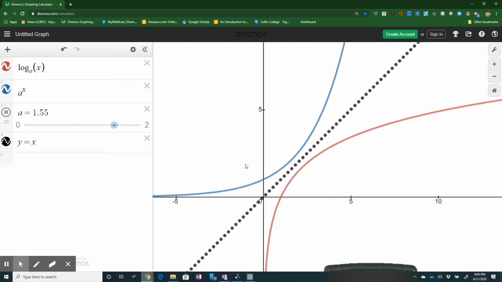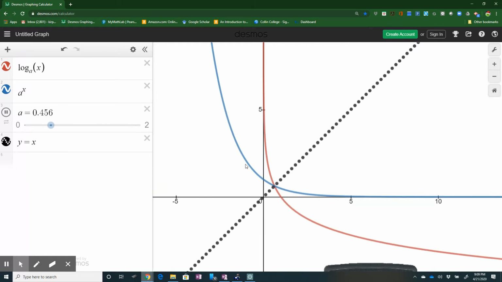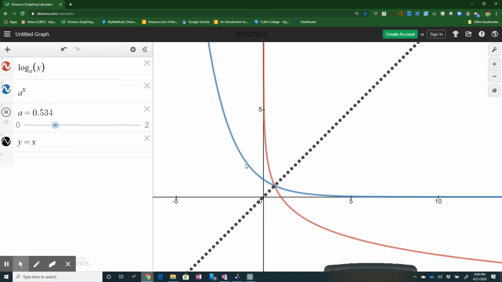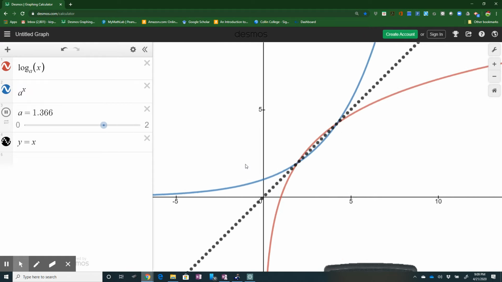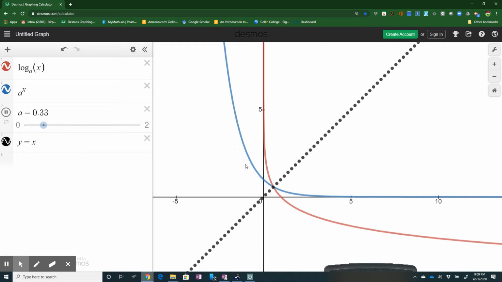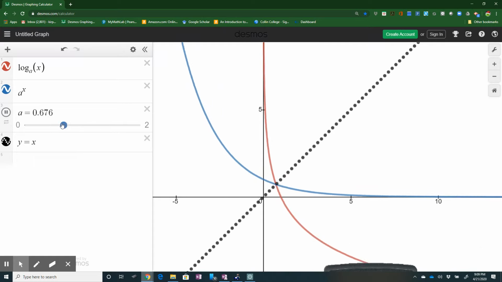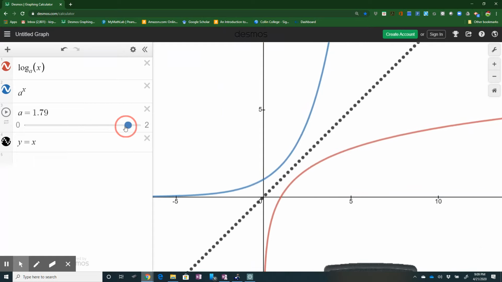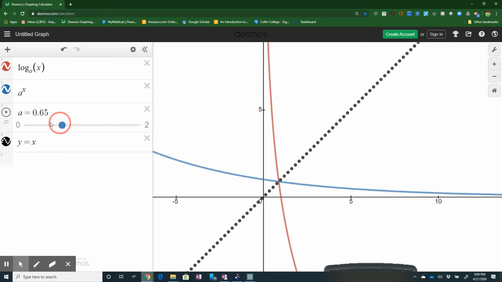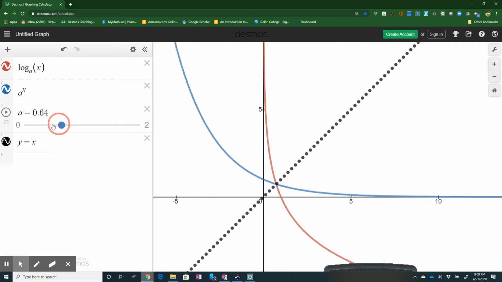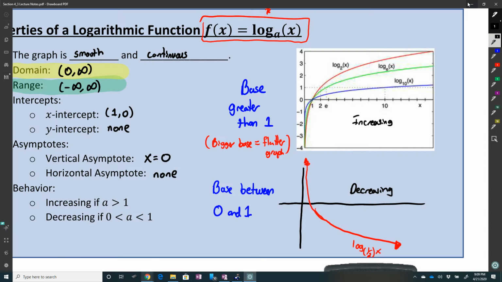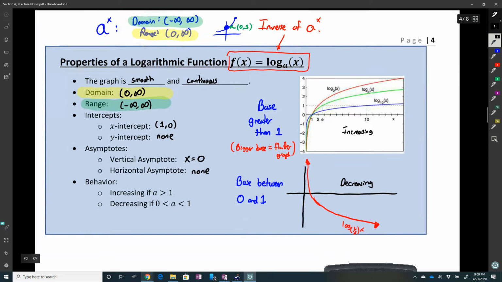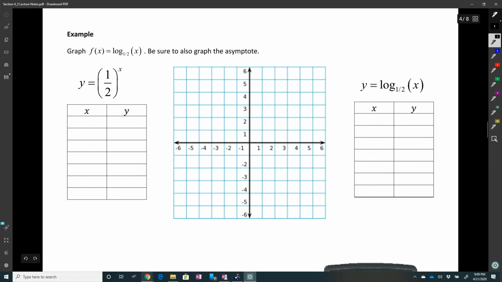And you can see that the log and the exponential are inverses. Yay! Isn't that pretty? Okay, so they're inverses if the base is bigger than 1. If the base is smaller than 1, they're still inverses. All right, anyway, let's go into graphing.